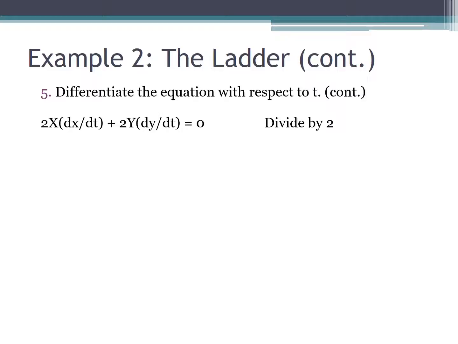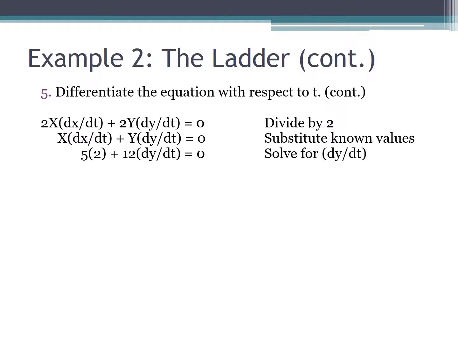So now we're differentiating the equation with respect to t. We know that 2x times the change in x over t plus 2y times the change in y over t equals 0. Let's divide by 2 to get rid of that. And now we've got x times the change in x over t plus y times the change in y over t equals 0. We substitute in our known values, or 5 times the change in x over t, or 2, plus 12 times the change in y over t. And we solve for our change in y over our change in t.